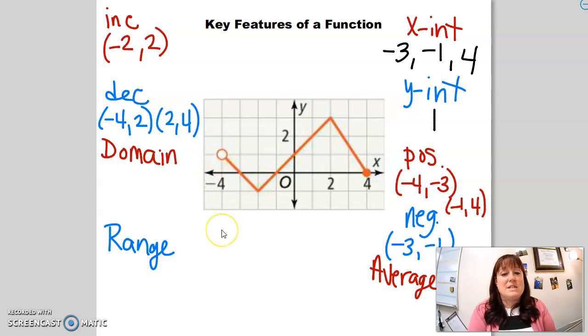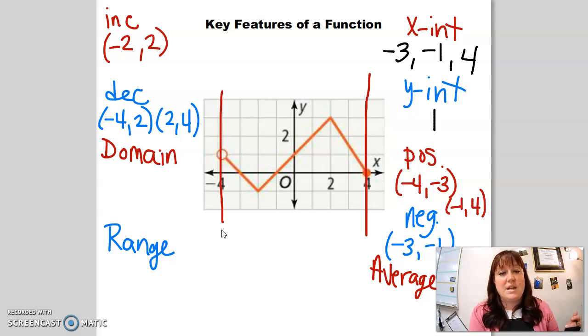So our domain, we say, what's the farthest left? What's the lowest value? I should do that in red since domain is written in red, right? The domain, I'm going to draw a line at the farthest left value, and then I'm also going to draw a line at the farthest right value. How far can I go left and how far can I go right? So our domain goes from -4 to 4.